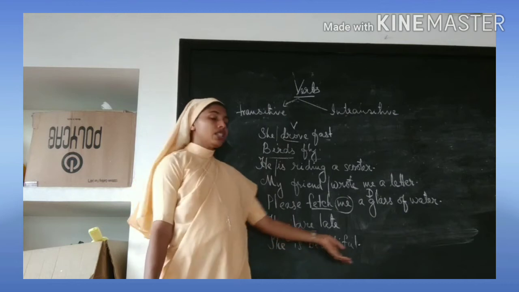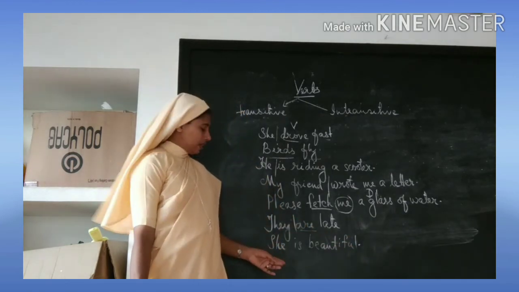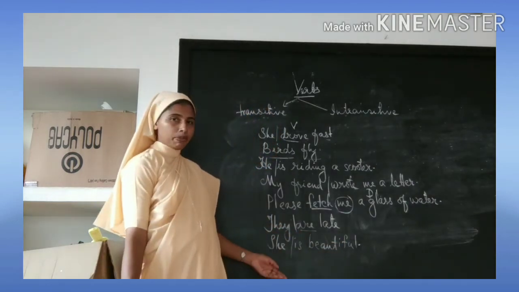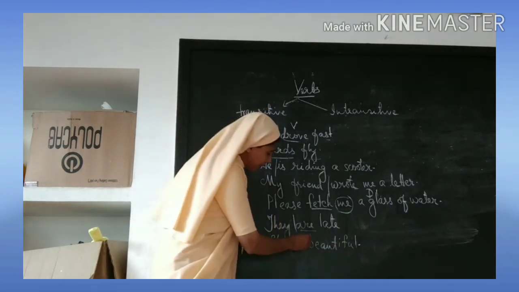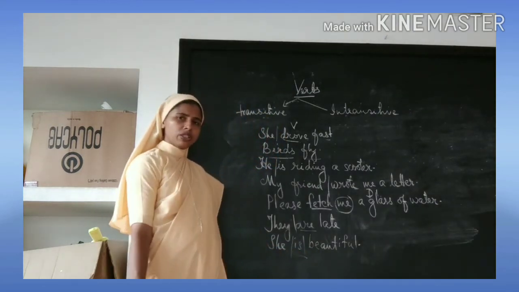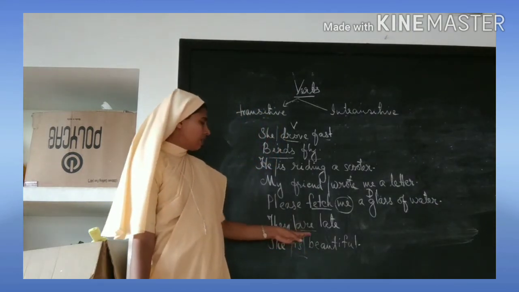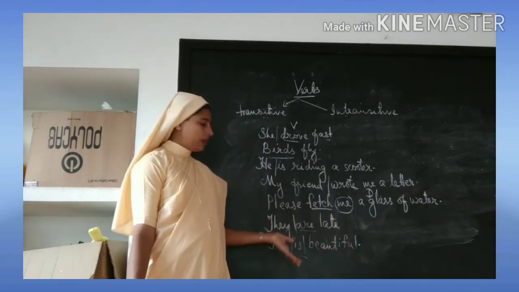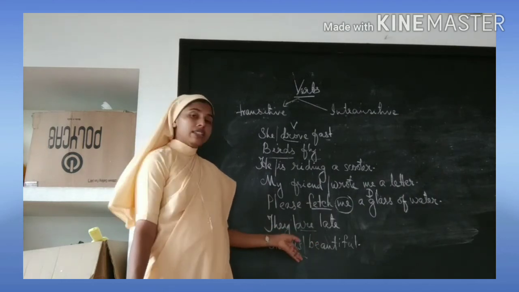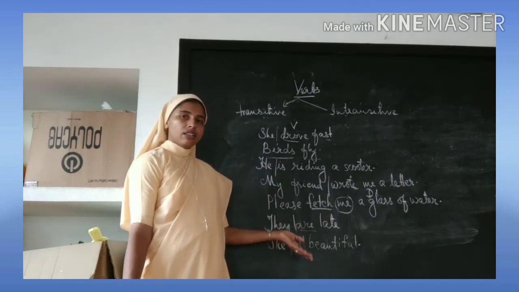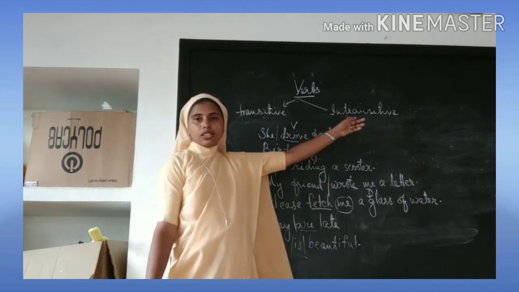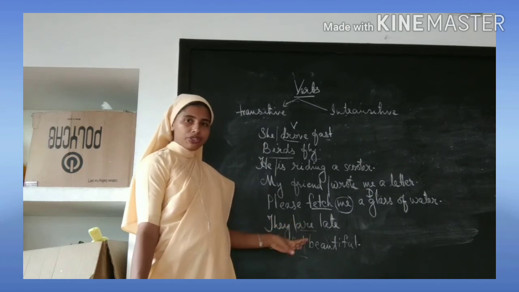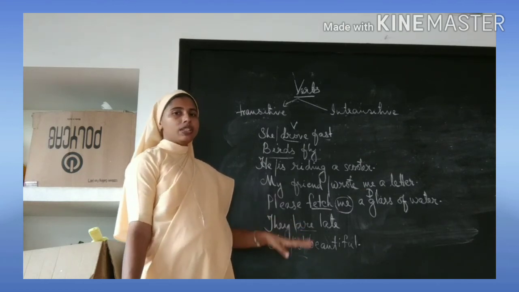Last example: she is beautiful. She is the subject, and beautiful is the predicate part. Which is the main verb here? Is. It doesn't have an object or receiver. And what is this? This is the adjective, that is the complement. Since it doesn't have a receiver of the action, this is called an intransitive verb. And this verb is also called a linking verb or verb of being. I think that all these are clear for you.